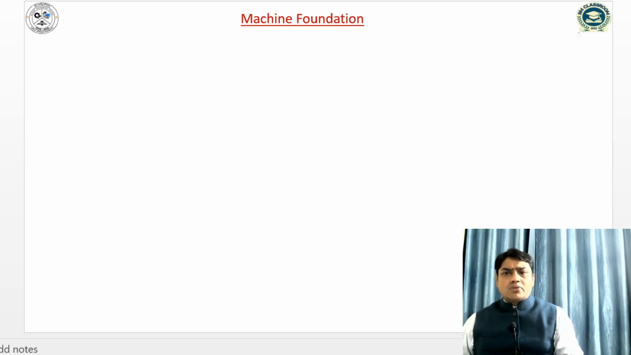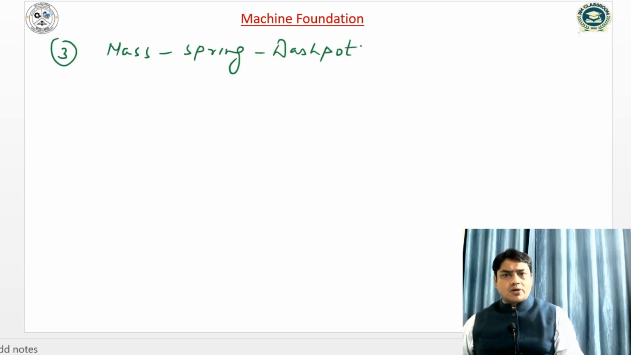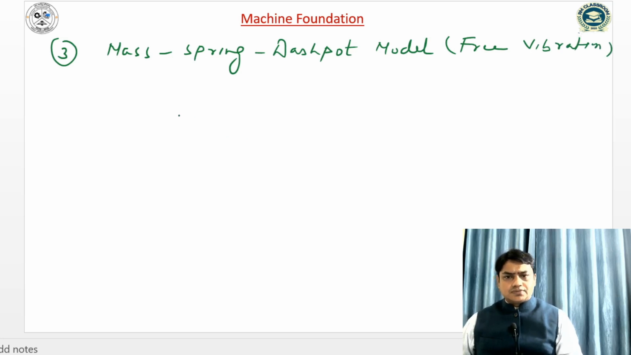So the third model that I am going to discuss is the Mass-spring-Dashpot model. Firstly I will take the free vibration, which means there will be no external force. So if I make this, this is the spring and this is the dashpot.